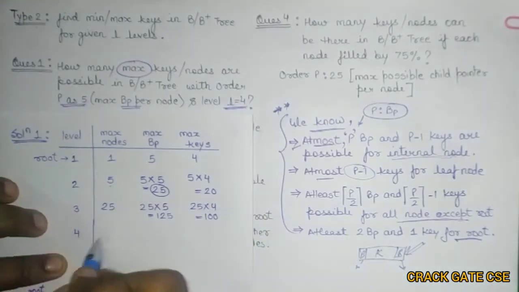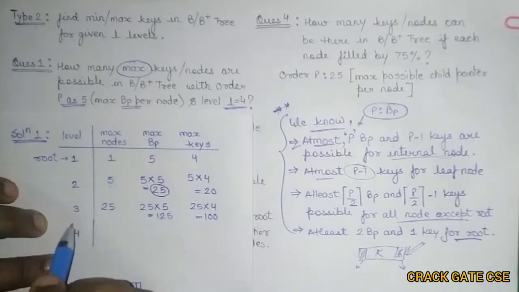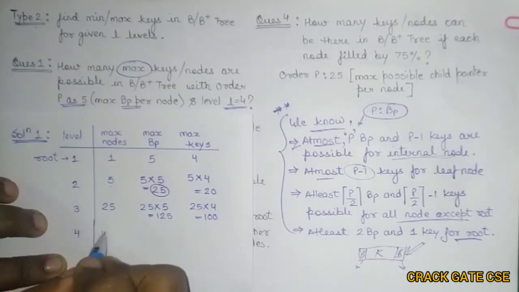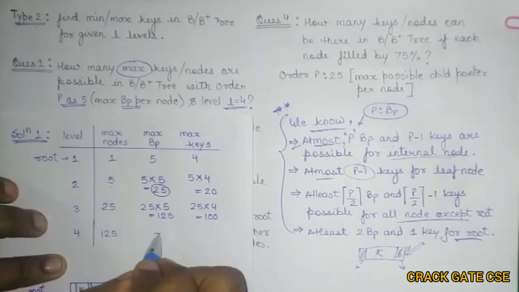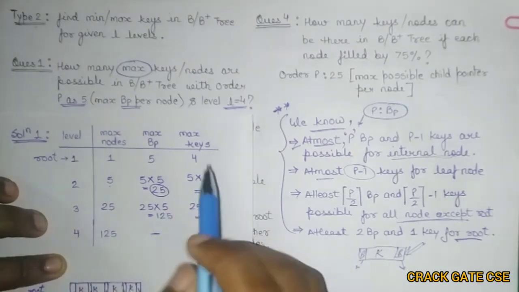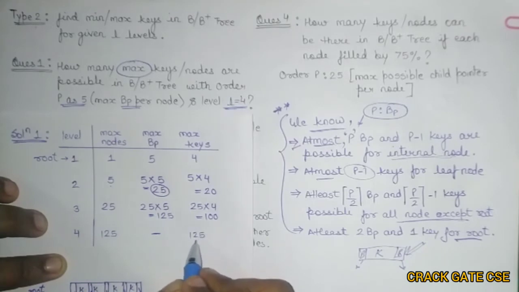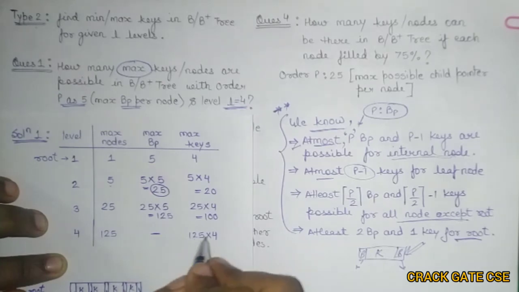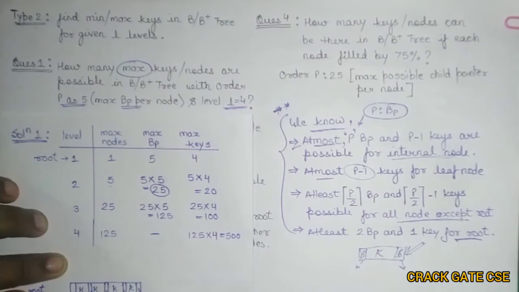Similarly, we can see for the fourth level, if there are 125 block pointers in the upper level, that is the third level, then in the fourth level I can have 125 nodes. For this particular last level, there is no need to calculate the maximum block pointer. I will tell you why. And how many maximum keys are possible? If there are 125 nodes, then each node can consist of 4 keys. That means overall 500 keys are possible for the fourth level, right?